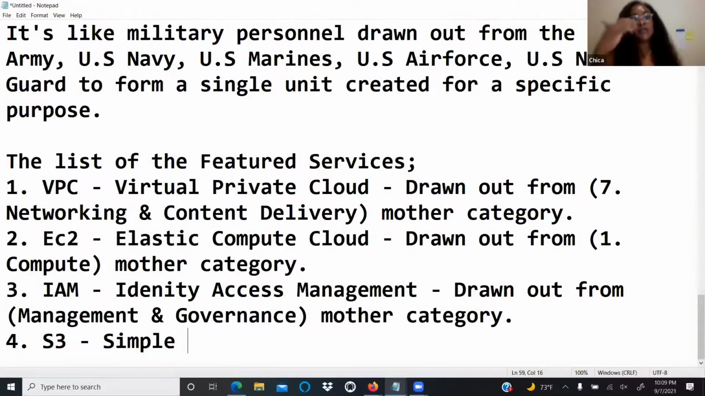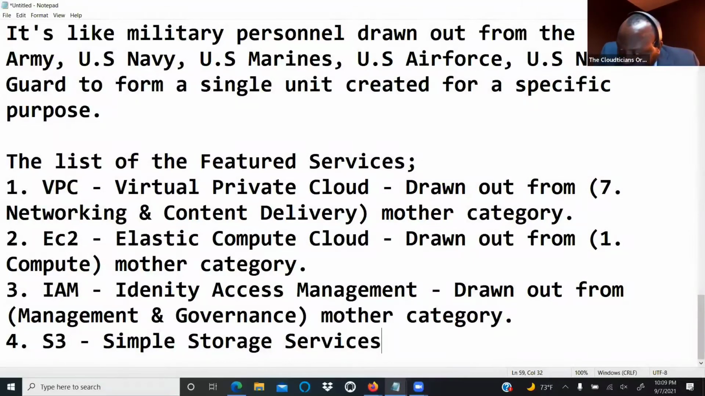So the featured service is like the great grandfather, and the mother services is like the father, and the child services is like the kid? Yes. If that is the case, why is compute not the mother service, and EC2 a subnet?